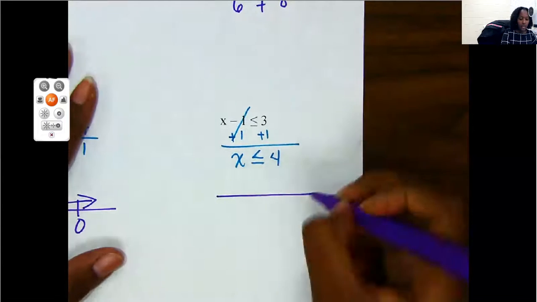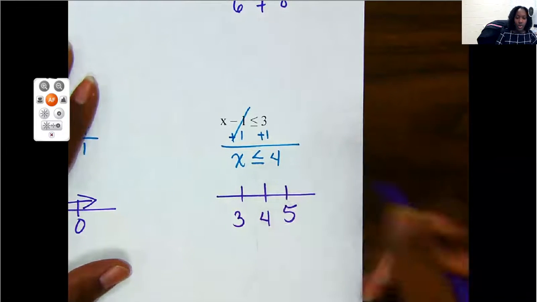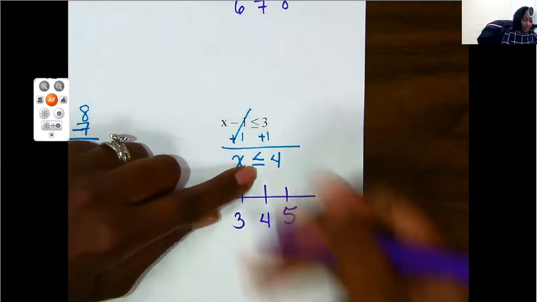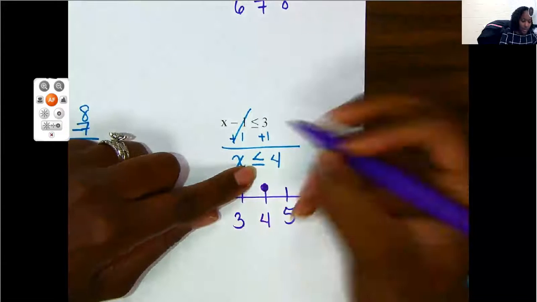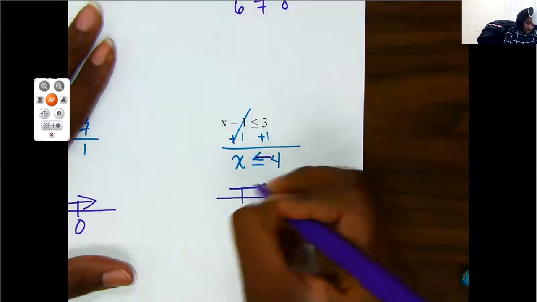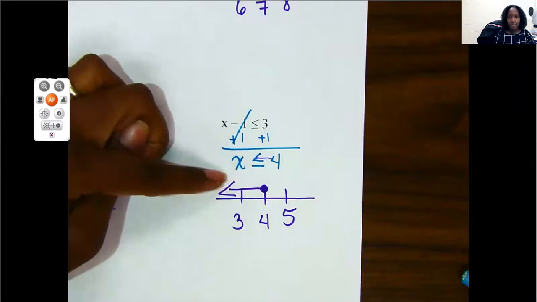I'm going to draw my number line. All right, my inequality has a solid line underneath it, so that means I need to have a solid dot. And look, my arrow is going to be going to the left this time because it's less than. So I need to mimic that. This arrow matches my number line arrow.